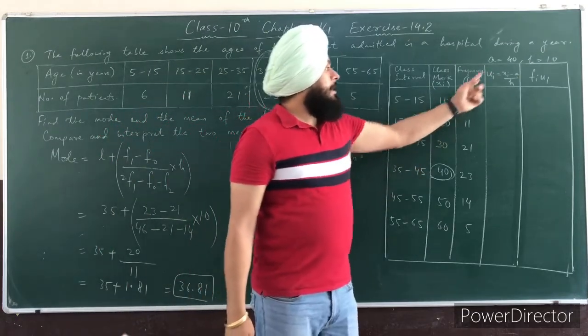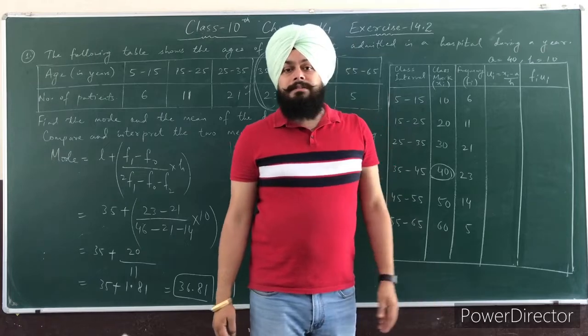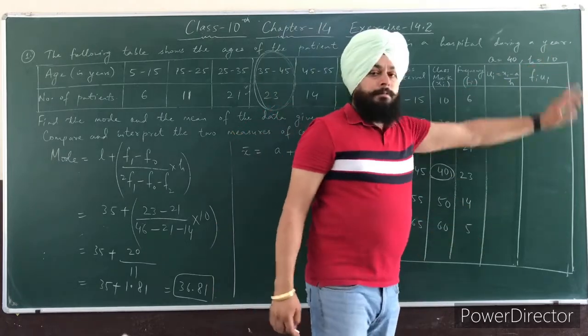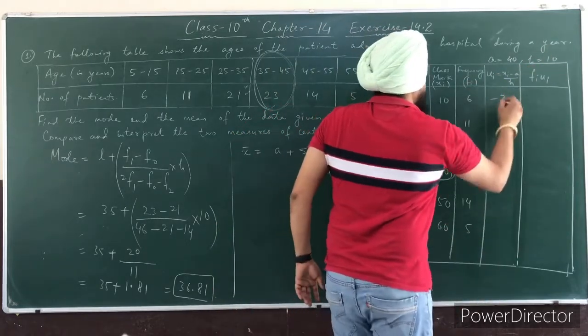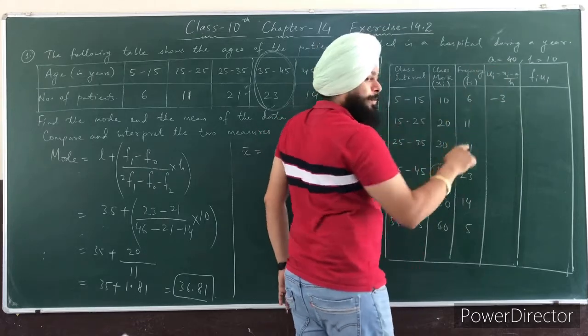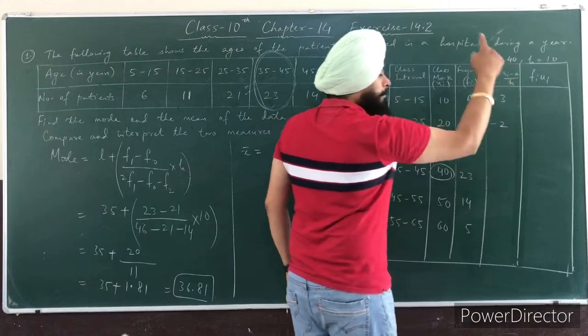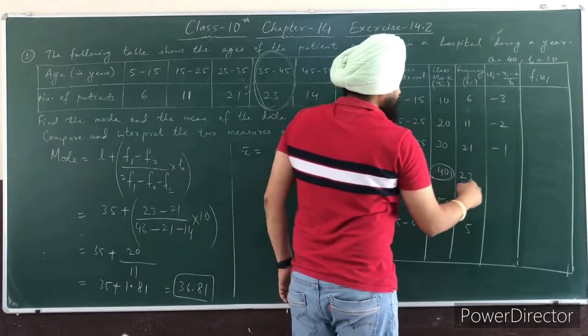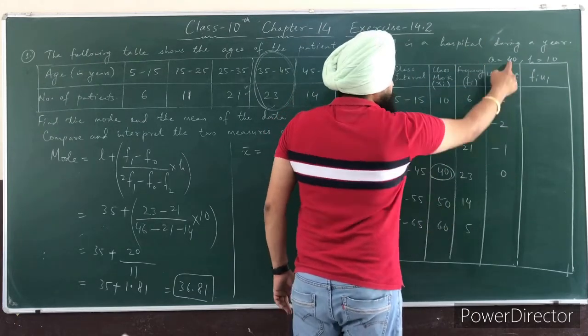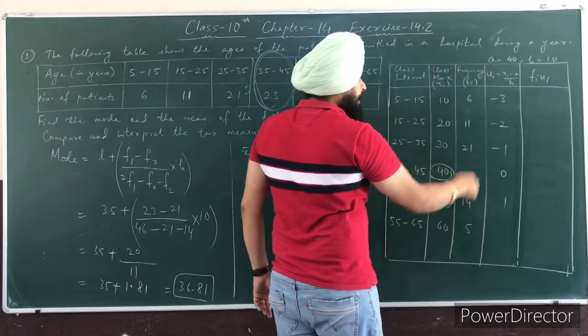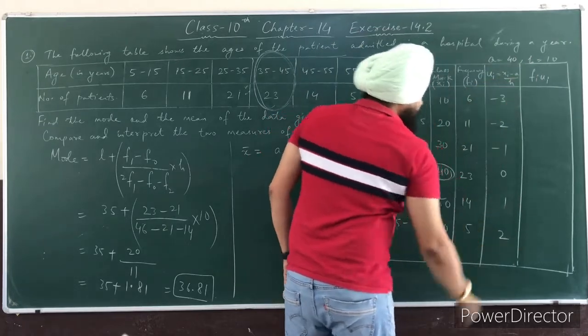Now xi minus a. xi is 10. 10 minus 40 is minus 30, minus 30 by 10 is minus 3. Next is 20 minus 40, minus 20, by 10 is minus 2. 30 minus 40 is minus 10, by 10 is minus 1. This one is 0. 50 minus 40 is 10, 10 by 10 is 1. 60 minus 40 is 20, 20 by 10 is 2.